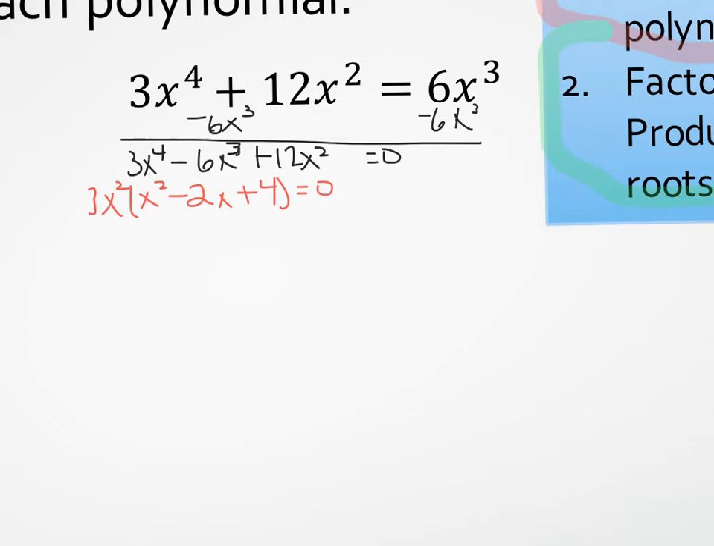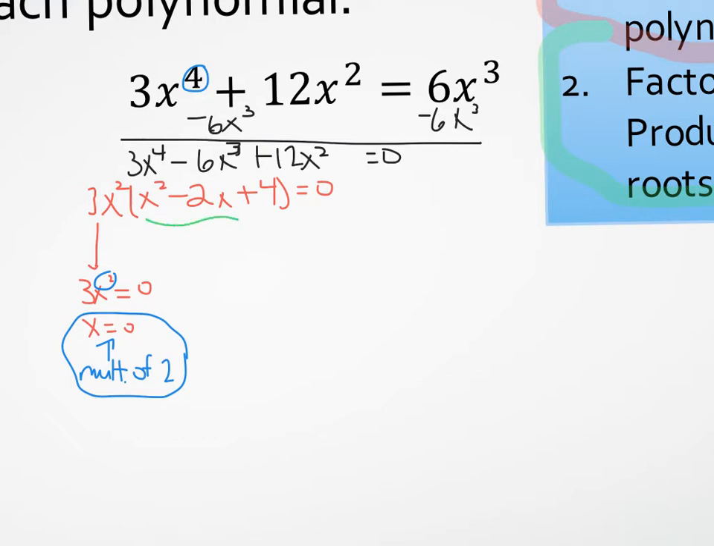equals 0. Okay, factors of 4 that add to give me negative 2 with the same sign doesn't exist. But we do know we can set 3x squared equal to 0, and we do get x equals 0. Now, because of this little 2, we have to say this is a multiplicity of 2. Okay, so there's 2 of our 4 zeros.